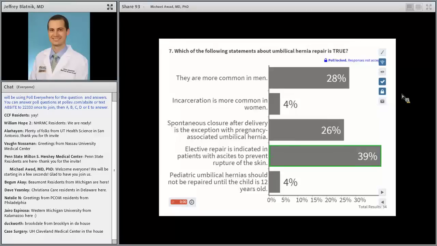It's actually 3 to 1 times more common in women. However, men are more likely to present with incarceration. Spontaneous closure after delivery is the standard. Most pregnancy-associated umbilical hernias close on their own. And for pediatric umbilical hernias, most people say to wait until 5 years of age and then consider repair.